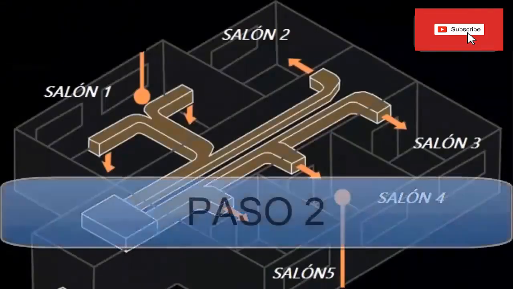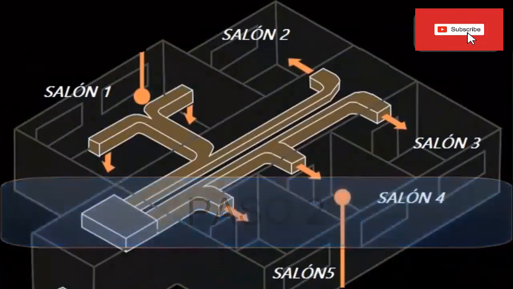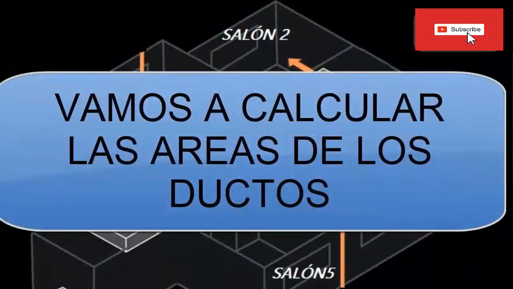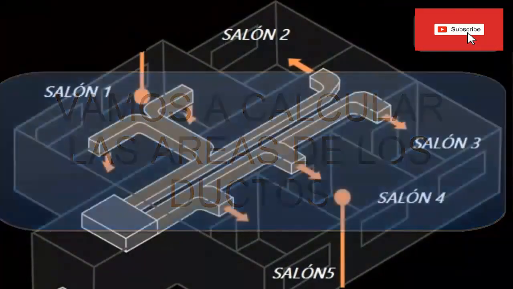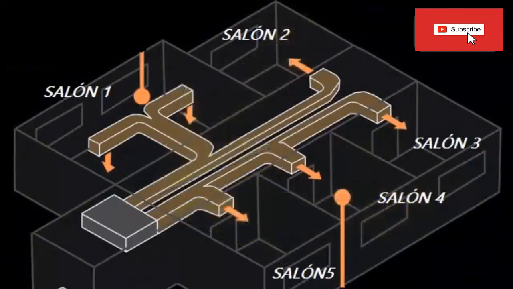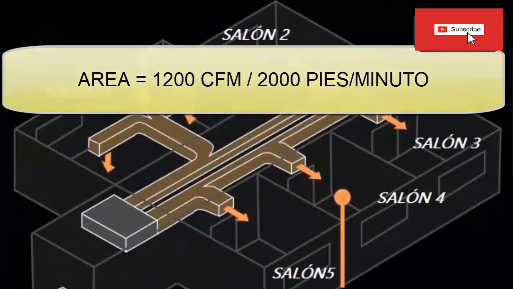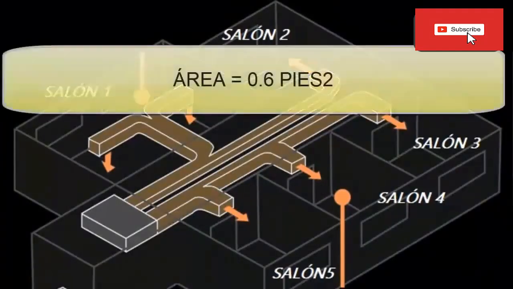Let's go with step number 3. Since we already have all the flows, we are going to obtain the cross-sectional areas at all points. We already know that each branch initially handles an airflow of 1200 cfm. Therefore, to obtain the area A at the air conditioning outlet, we are going to divide 1200 cfm by the recommended velocity of 2000 feet per minute. From there it is obtained that the cross-sectional area is worth 0.6 square feet.